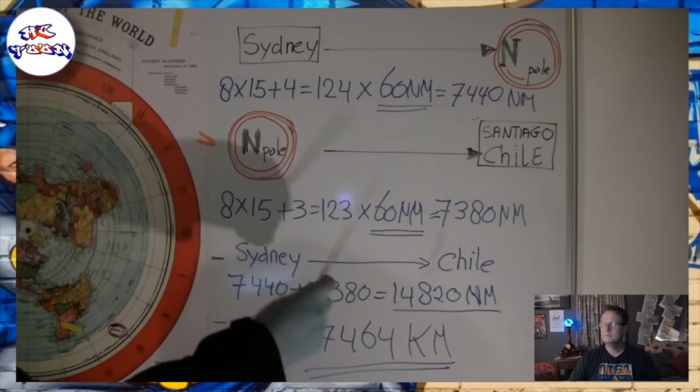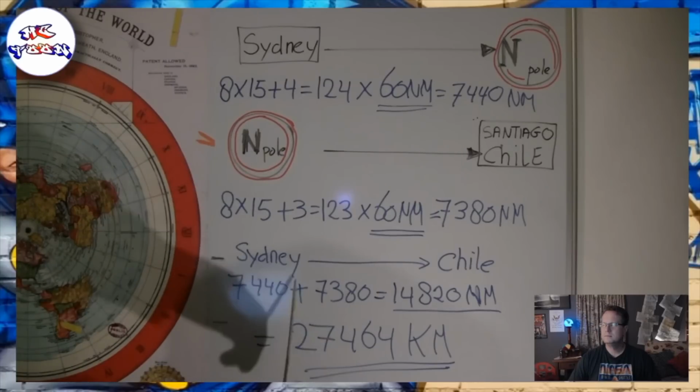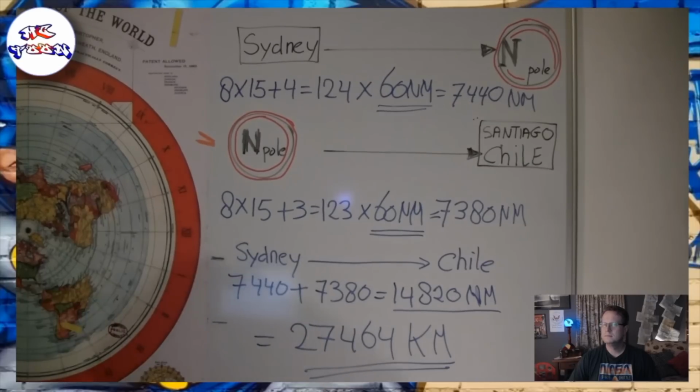So the total distance from Sydney to Chile is 7,440, that's the distance from Sydney to the North Pole, plus the distance from the North Pole to Santiago de Chile, and that makes a total of 40,820 nautical miles. And that's 27,464 kilometers.